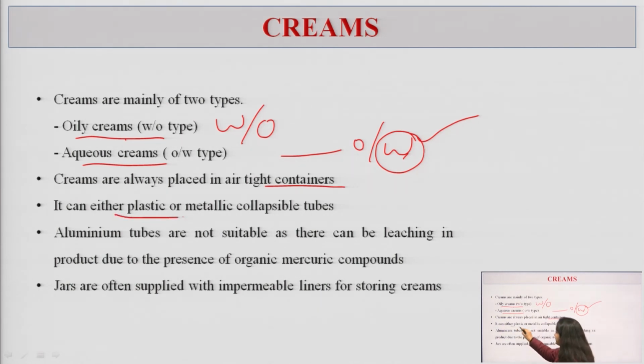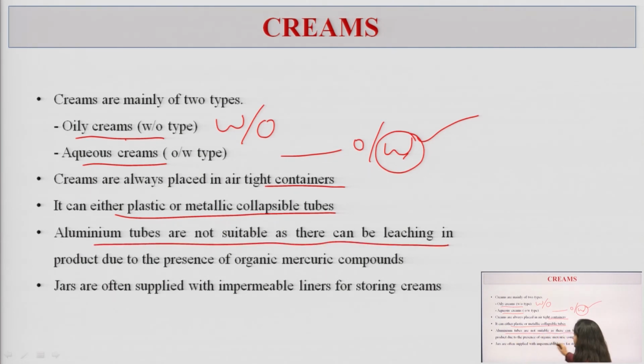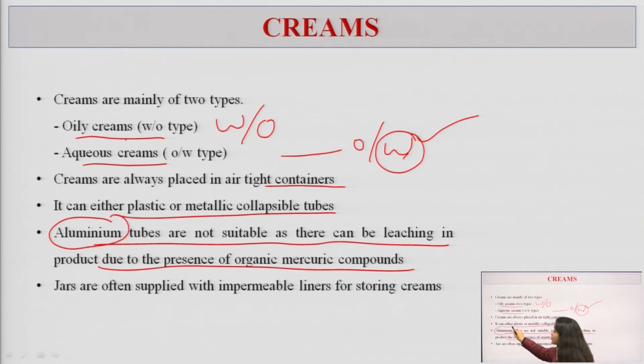So it can be either plastic or metal collapsible tubes. The container can be the same as what we saw for the ointment. It can be a jar container or it can be a collapsible tube as well. So aluminium tubes are not suitable as there can be leaching due to the presence of organic mercury compound. Here a very important thing has to be kept in mind: aluminium containers are not to be used when we are making anything that is cream in nature, because leaching may occur and the product may get contaminated.